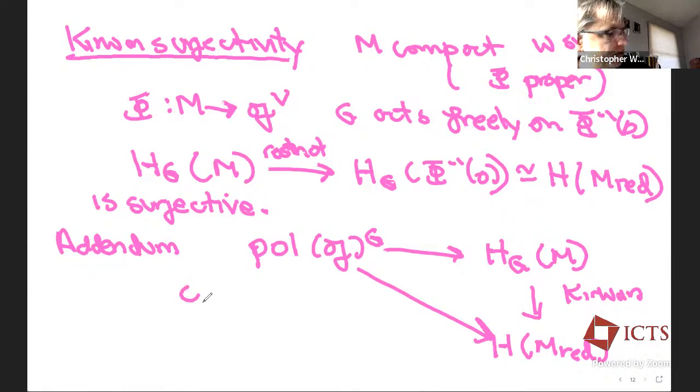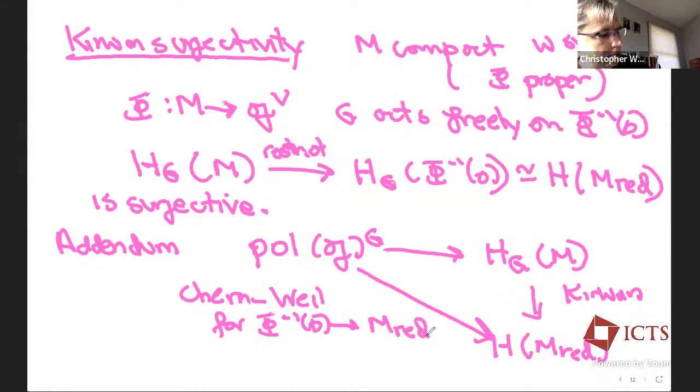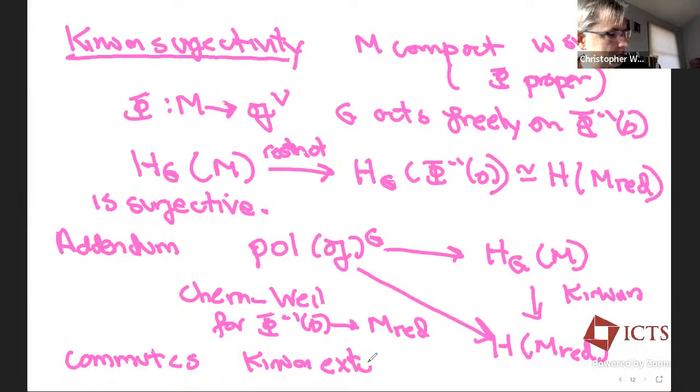So this is the Chern-Weil map, if I can think of the 0 level set as a bundle over M red. And this diagram means, i.e., the Kirwan map extends Chern-Weil.